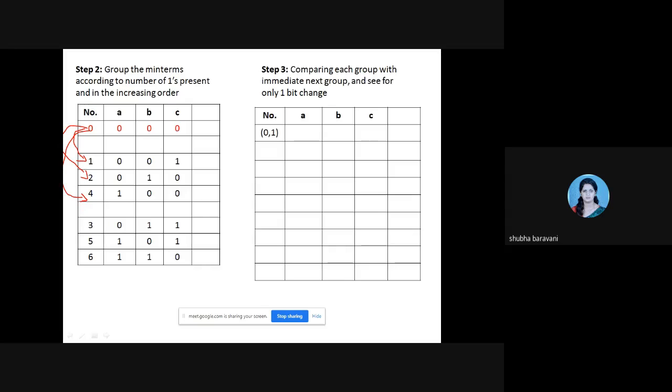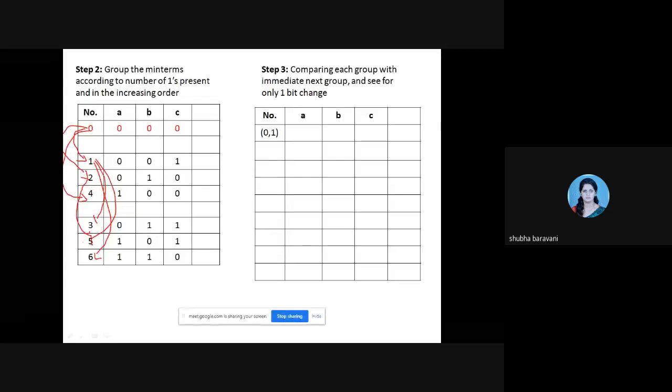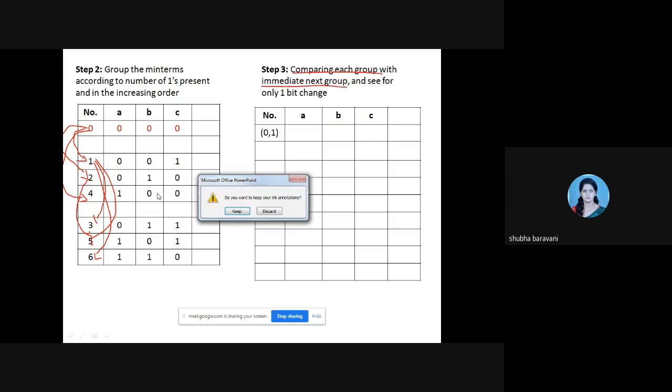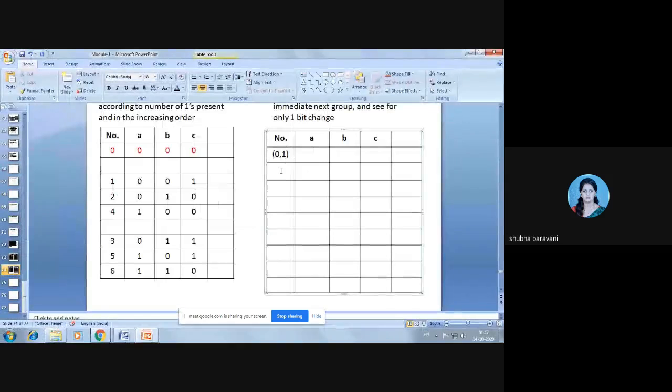Next, I'll compare 1 with 3, 1 with 5, 1 with 6. Then I'll compare 2 with 3, 2 with 5, 2 with 6. Then I'll compare 4 with 3, 4 with 5 and 4 with 6. Understanding this part, comparing each group with the immediate next group. This statement is clear. Is this statement understood? Yes, ma'am.